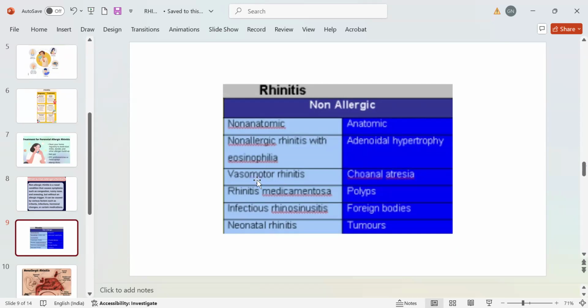Non-anatomic is eosinophilia, vasomotor. Another thing is vasomotor rhinitis. It is very common, vasomotor rhinitis, and rhinitis medicamentosa, infectious rhinosinusitis, neonatal rhinitis.